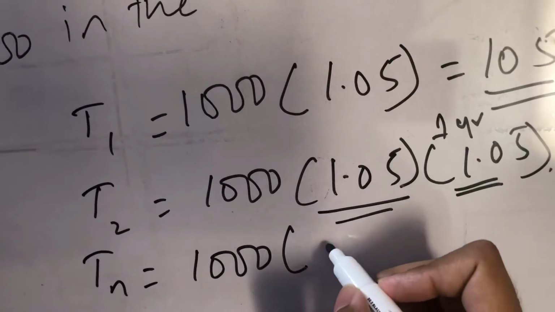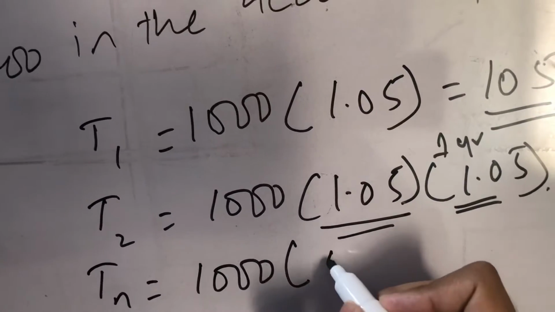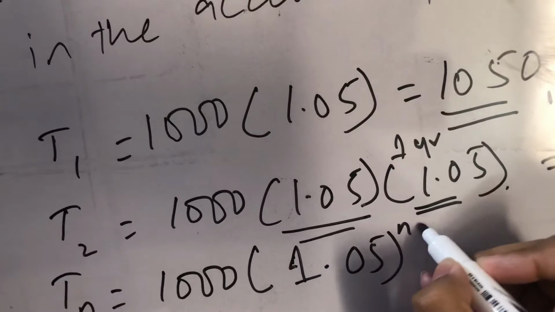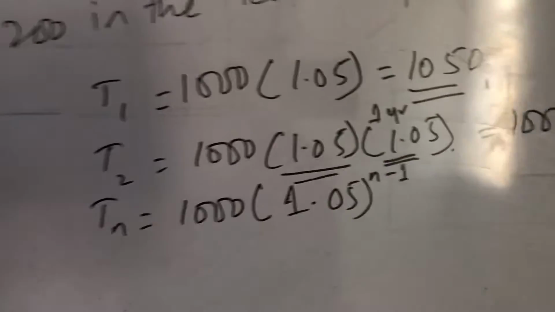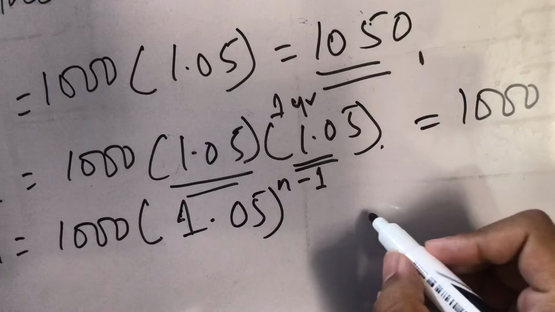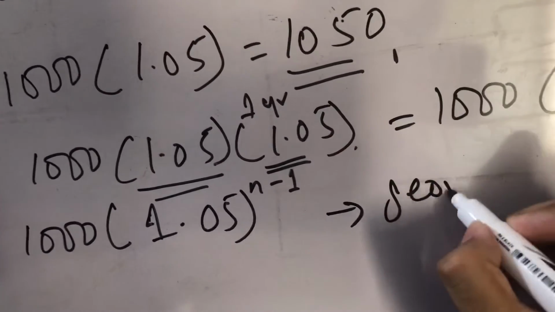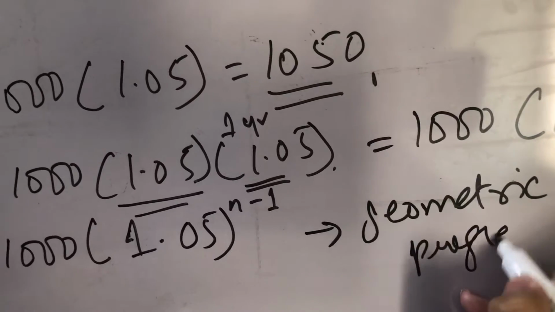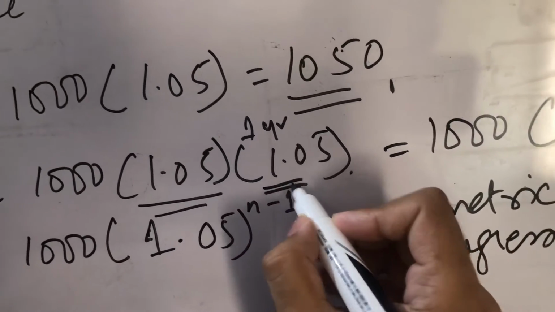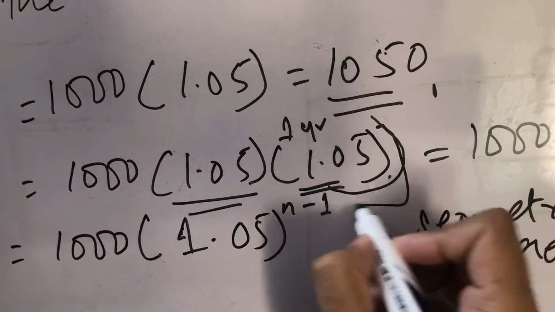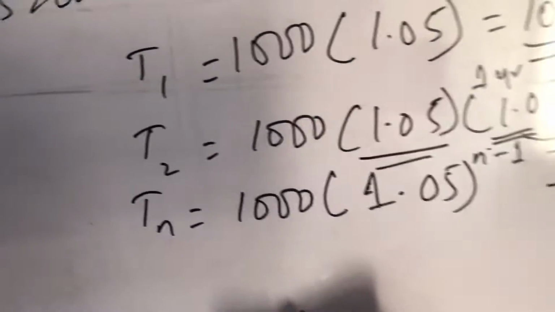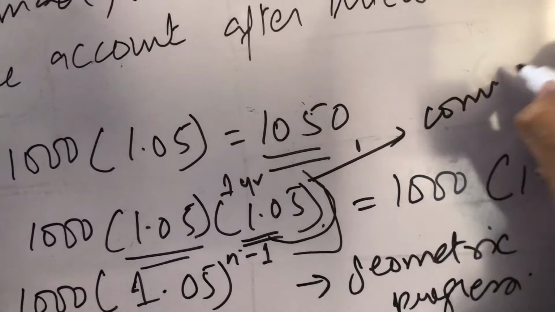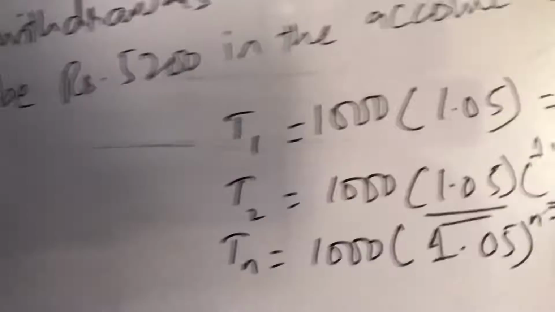by 1.05 power n minus 1, and this is what? This is basically a geometric progression. Why is it a geometric progression? Because the ratio is the same. The common ratio, this is the common ratio, right? Common ratio is the same.